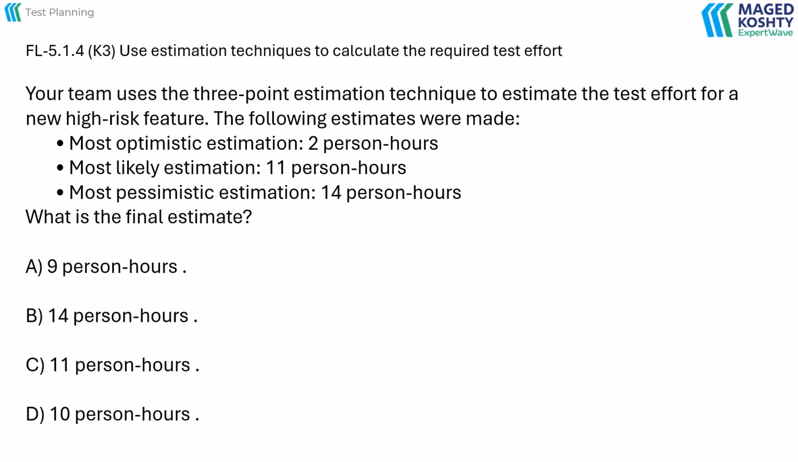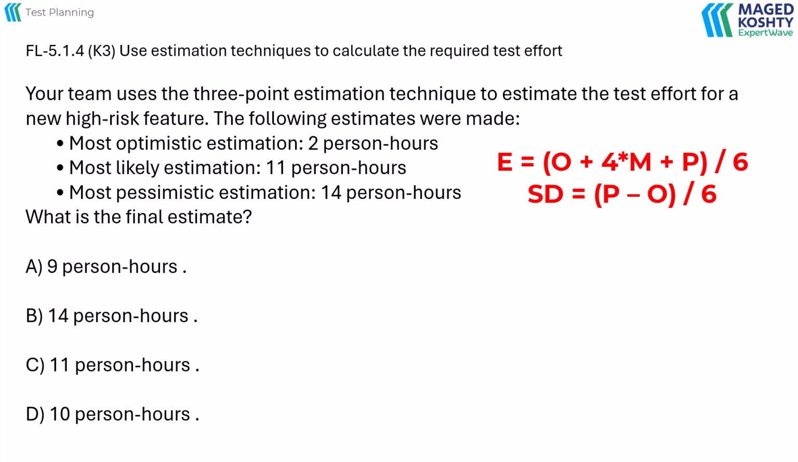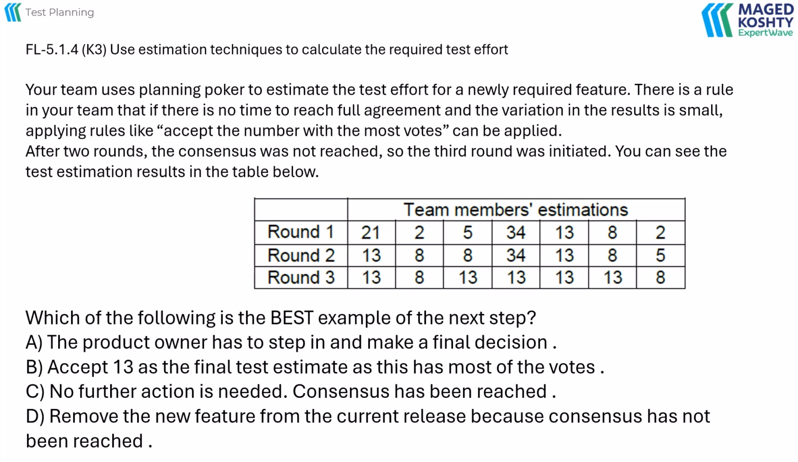The formulas for this technique are: the final estimate E equals optimistic O plus most likely M multiplied by 4 plus pessimistic P, all divided by 6. Standard deviation SD equals P minus O, all divided by 6. In our question, M equals 11, O equals 2, and P equals 14. E equals O plus 4 multiplied by M plus P, divided by 6, equals 10. Correct answer is D.